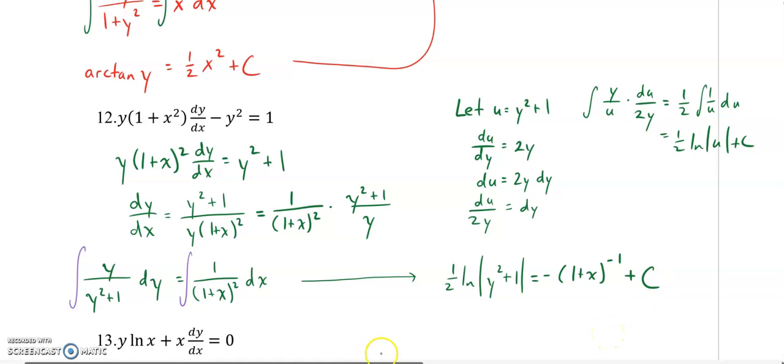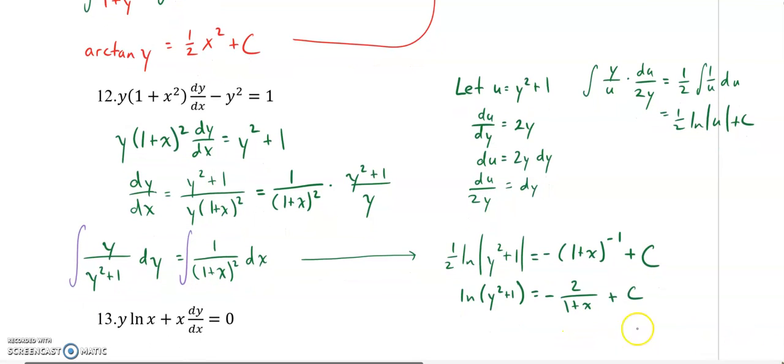And we can solve for y if we like. I don't really love to solve for y when there's a y squared in the mix, because then we have plus or minus. So maybe I'll solve for y squared. Multiply both sides by 2, get natural log. Notice that y squared plus 1 is always positive regardless of the value of y. So I'm going to drop that absolute value bar. And we'll multiply by 2. We're going to get -2 over 1 plus x plus c.